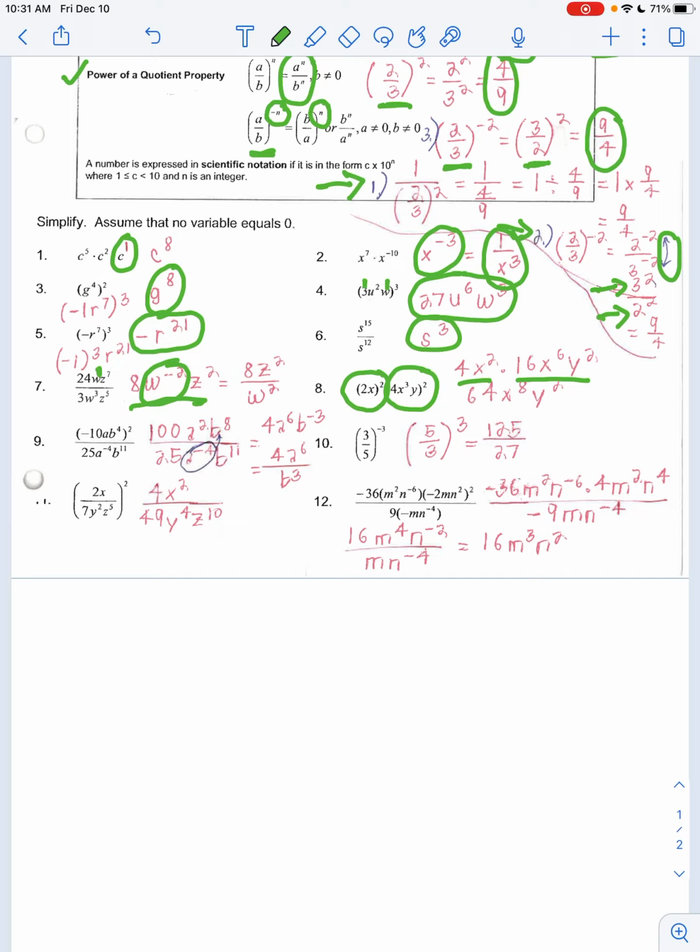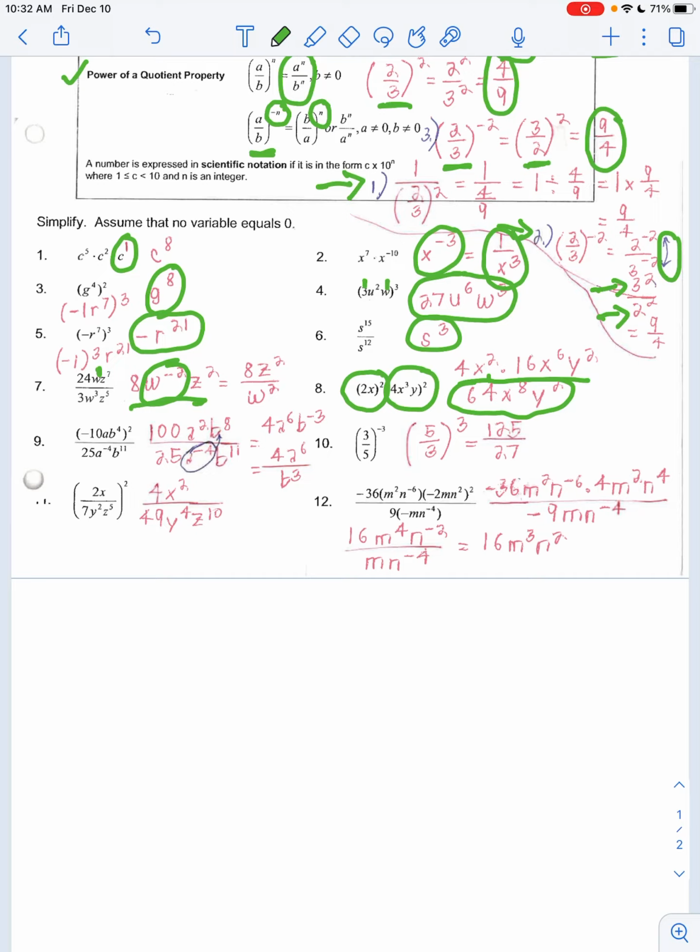Then you can multiply, and when you multiply the coefficients, 4 times 16 is 64, and then for like bases, you add the exponents. So x squared times x to the 6th gives us x to the 8th. There are no other factors of y, so we just carry that over when we multiply. So our answer there is 64x to the 8th, y to the 2nd.